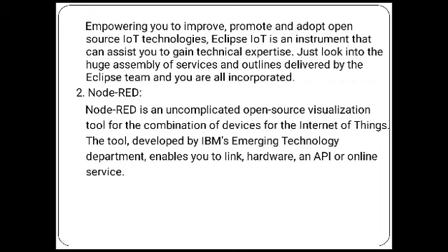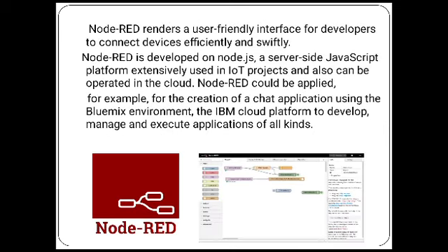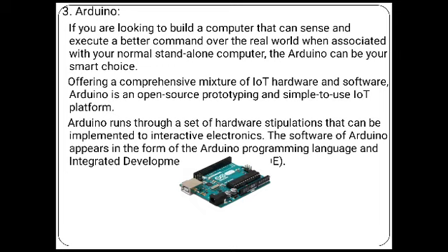Node-RED. Node-RED is an uncomplicated open source visualization tool for the combination of devices for the Internet of Things. The tool, developed by the IBM Emerging Technology Department, enables you to link hardware and APIs or online services. Node-RED renders a user-friendly interface for a developer to connect devices sufficiently and swiftly. Node-RED is developed on Node, a server-side JavaScript platform extensively used in IoT projects, and it can also be operated in the cloud. Node-RED could be applied, for example, for the creation of a chat application using the Bluemix environment, the IBM cloud platform to develop, manage and execute applications of all kinds.